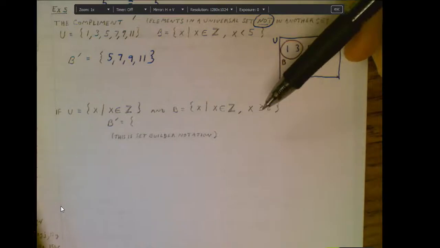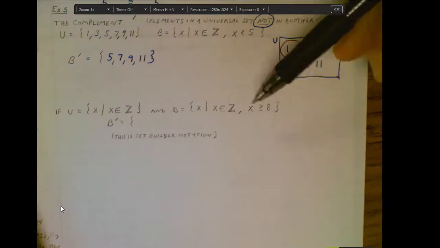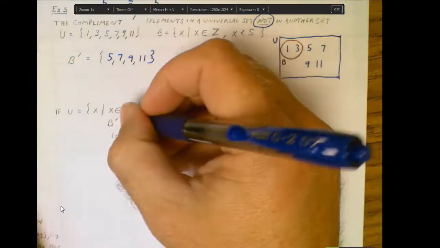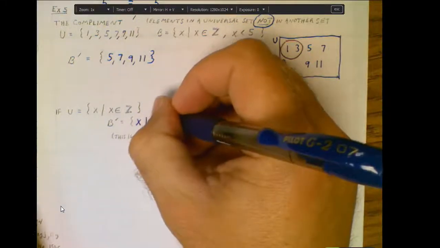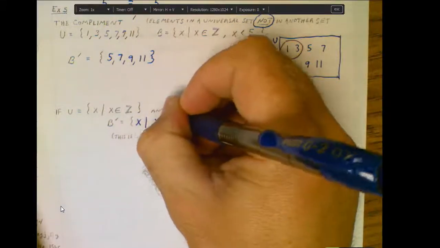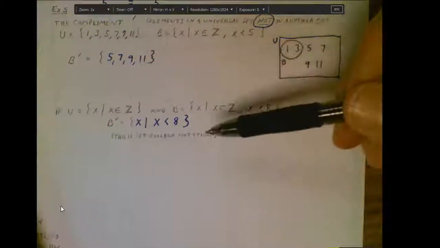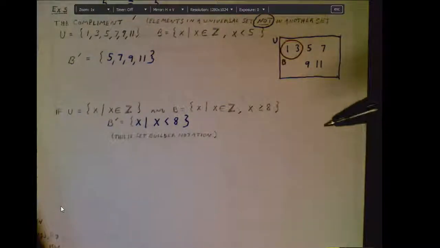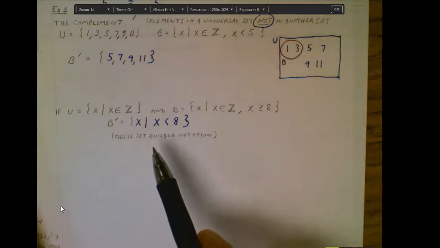So if x is greater than or equal to 8, then the things that are not in that set would be all the x's that are less than 8. So in this case, we're going to say all x's such that x is less than 8. And that's the only way to write that answer because I can't list the specifics because it's an infinite list. And so for that one, I have to respond with an inequality.